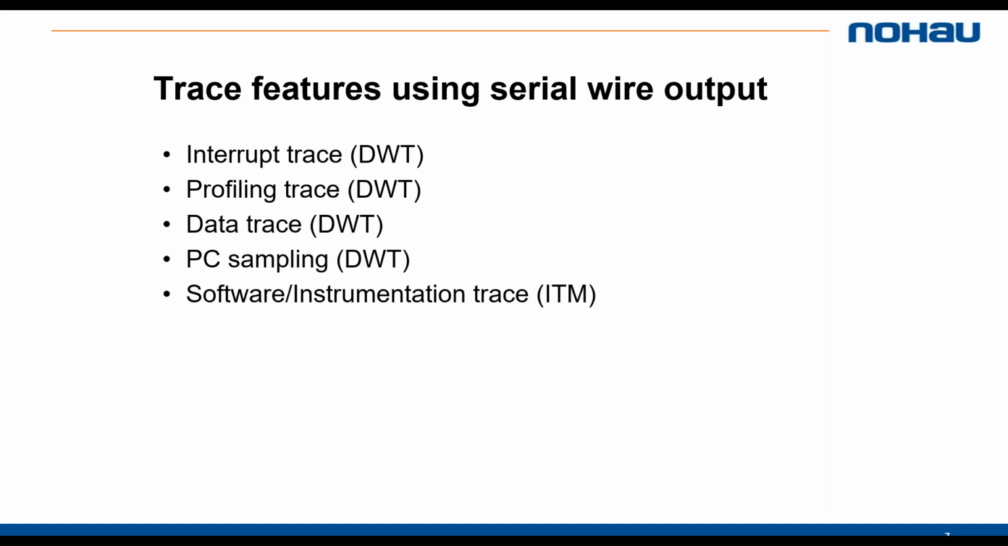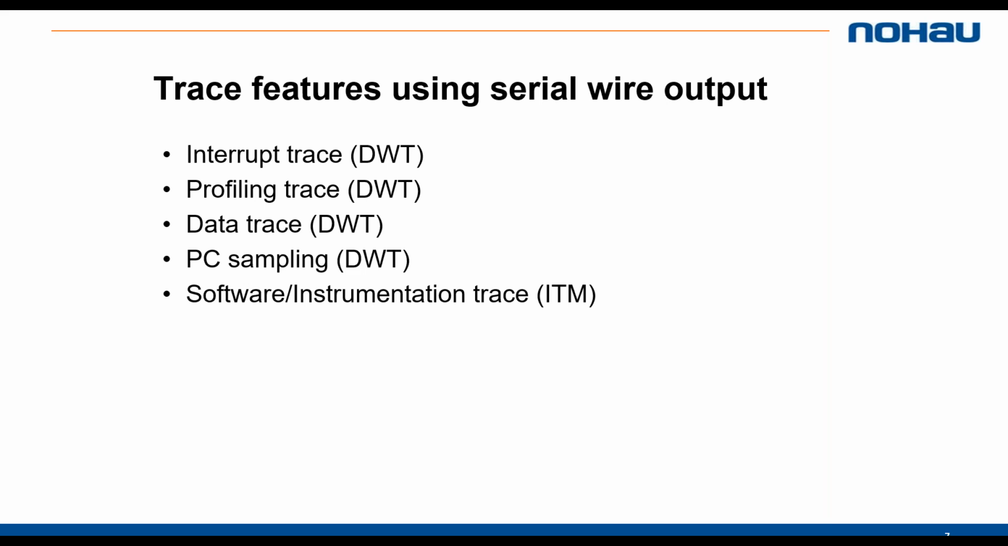And then you have another functionality called PC sampling, which is more or less that you can instruct the DWT to output the address that you execute on in a certain interval. For example, once in 128 clock cycles. So that means that you can get an overview and use that, for example, for a little bit of profiling.